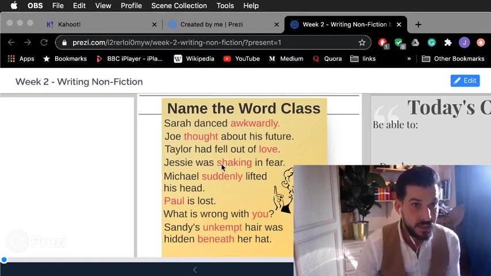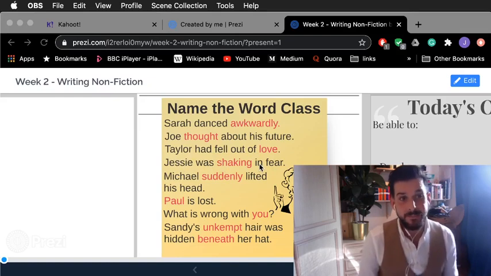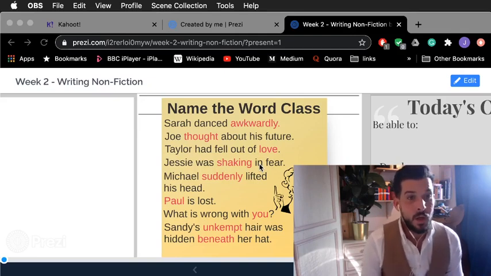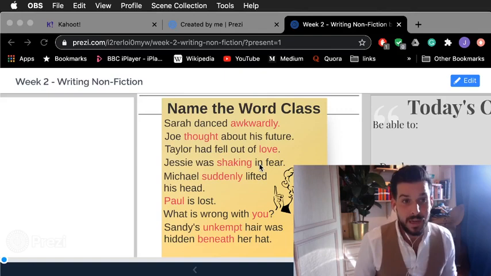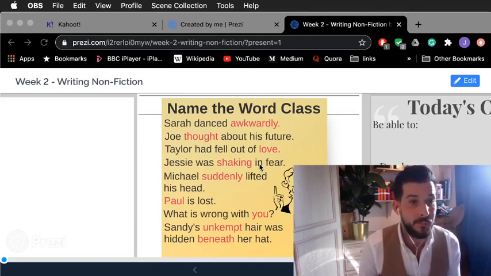Next one down, Jessie was shaking, so our word shaking, that's going to be a verb as well, just like thought. There's an action there, it's a doing word. Then coming down, hopefully you're starting to get the pattern now with the adverbs, but suddenly with that ly at the end, that would be an adverb, so well done if you've got that.